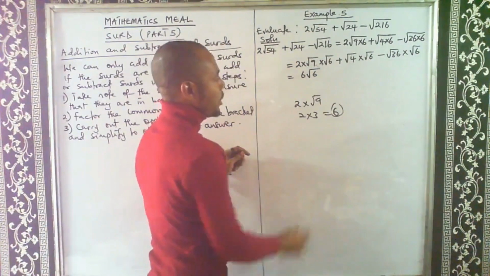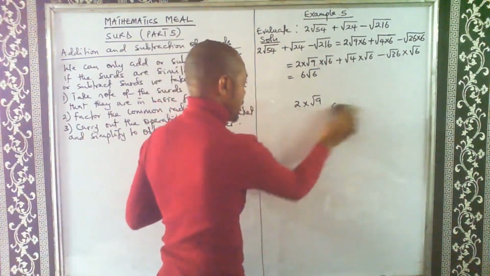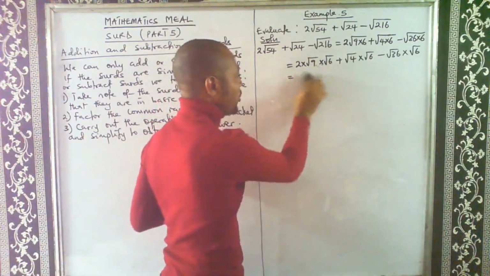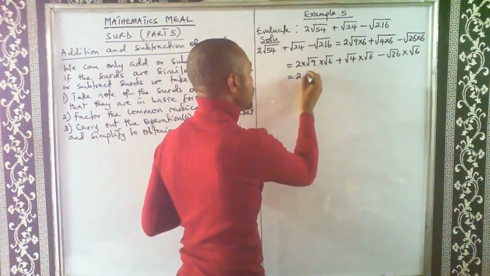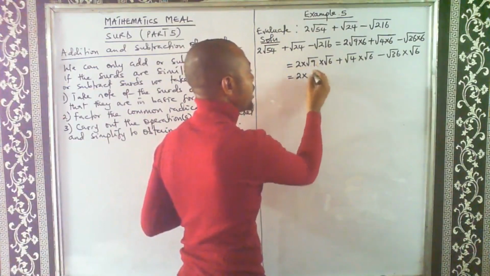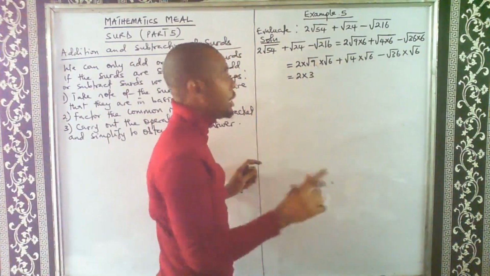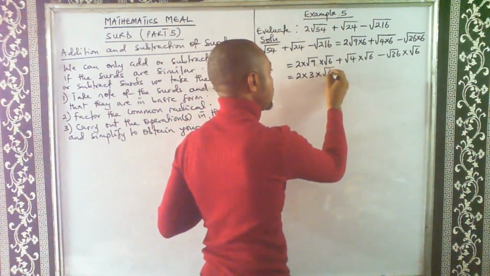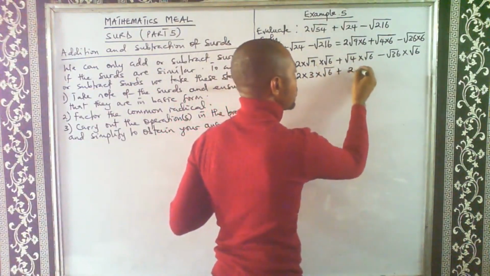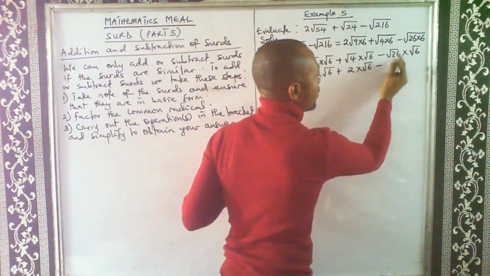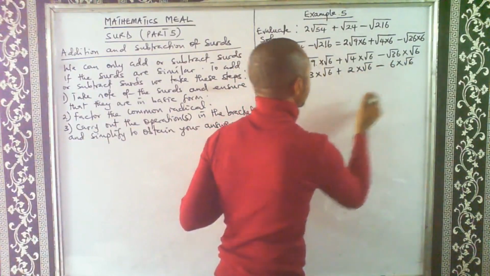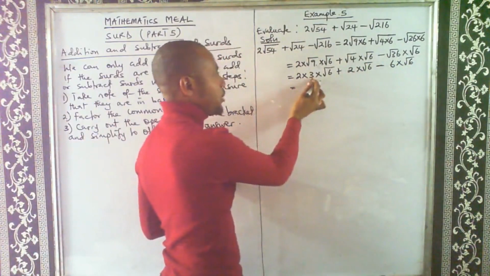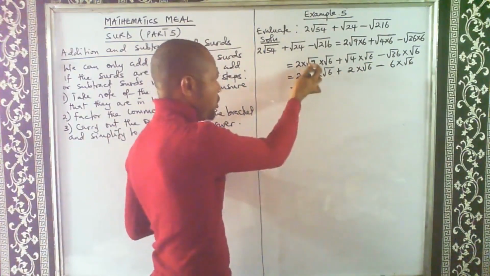Someone can also be saying, oh, I can't understand this. Okay, let's break it down stepwise. 2 times, what is square root of 9? 3. I think it's clearer now. So 2 times square root of 6 plus square root of this is 2 times square root of 6 minus square root of this is 6 times square root of 6. So 2 times 3, you know where the 3 is coming from, square root of 9.